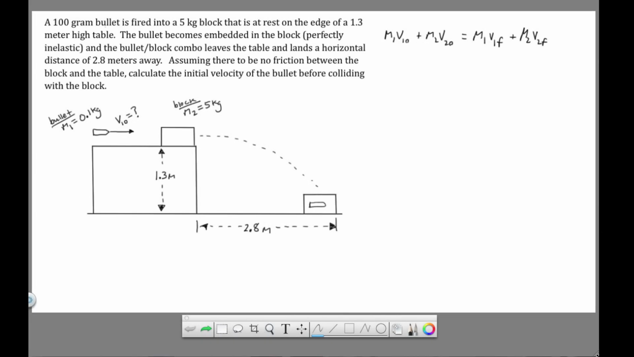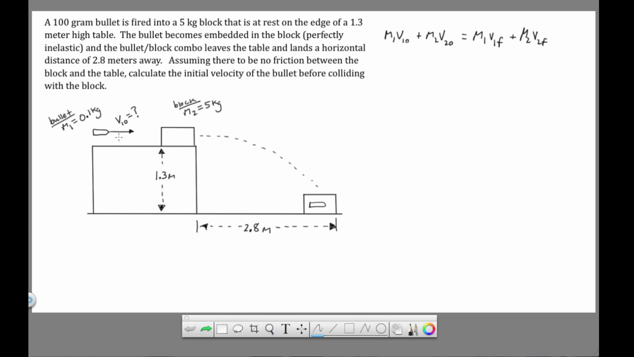Okay, so here we have a 100-gram bullet being fired into a 5-kilogram block that's sitting on a table that's 1.3 meters high, and we're told that the bullet becomes embedded into the block, or in other words, gets stuck inside the block. As a result of the collision, the bullet-block combo flies off the table with an unknown velocity and travels 2.8 meters horizontally to the ground. From this information, we're asked to find the initial velocity of the bullet.